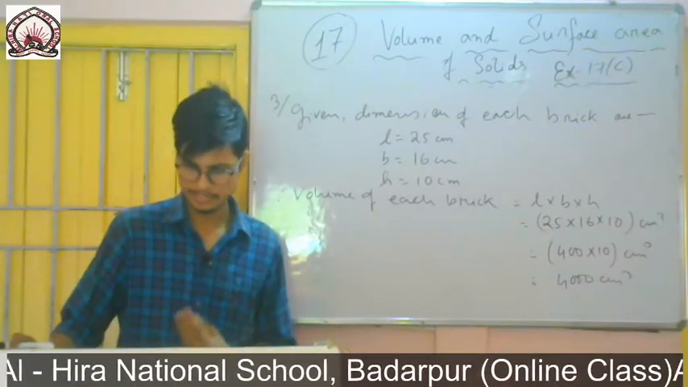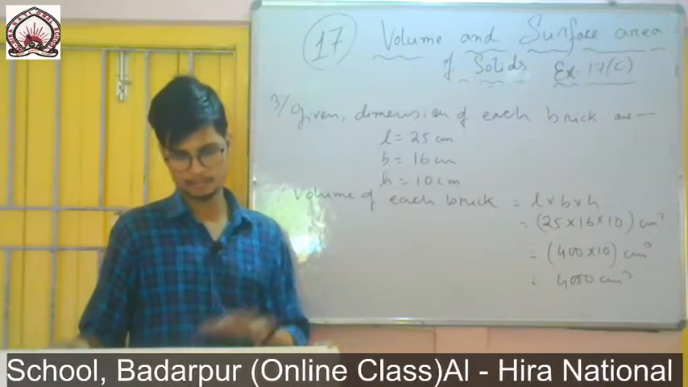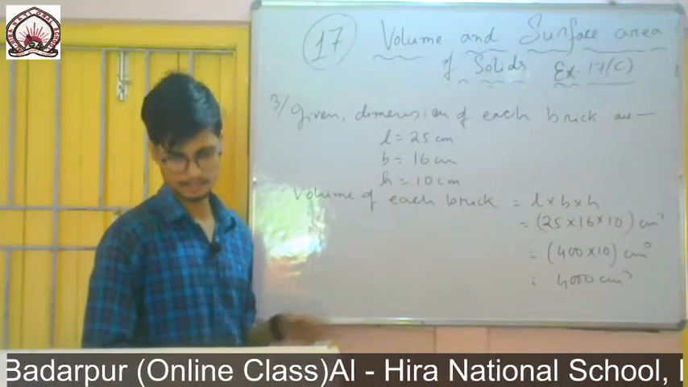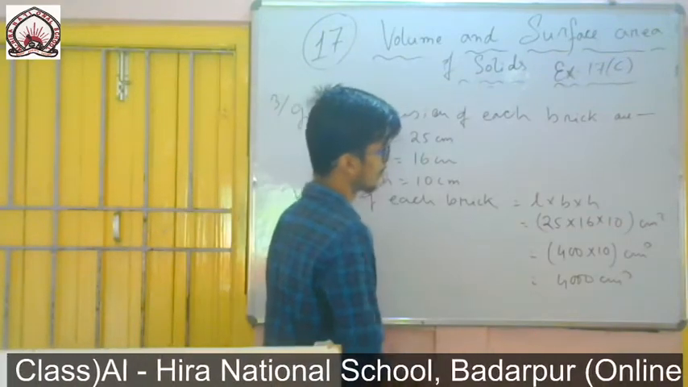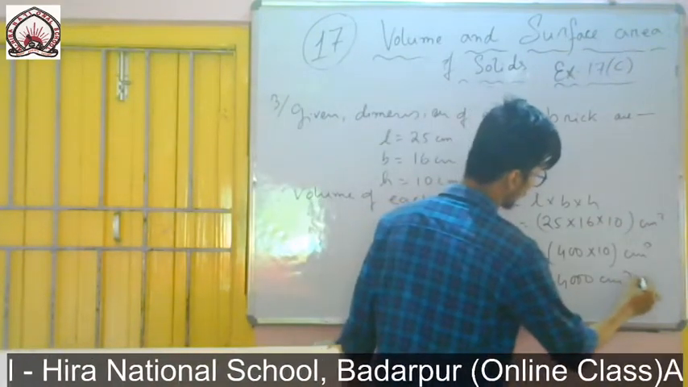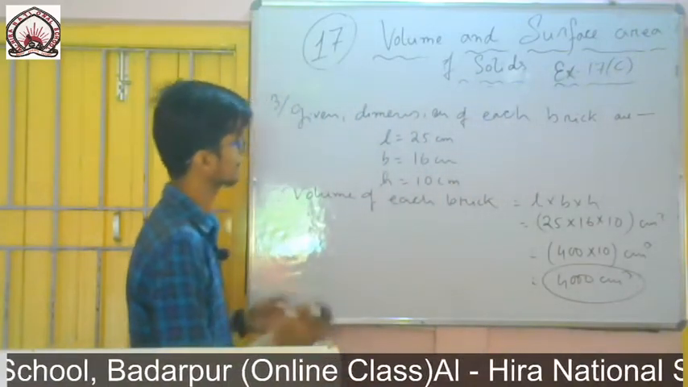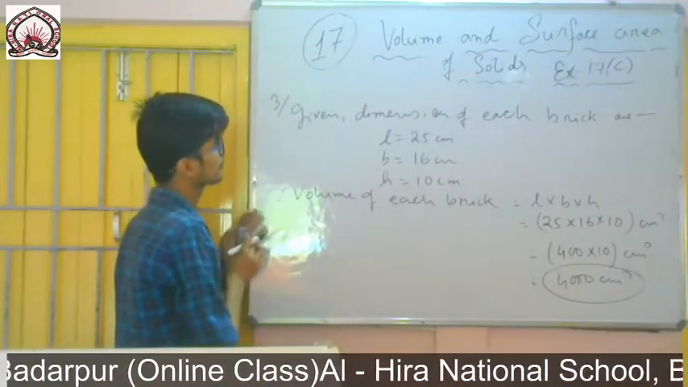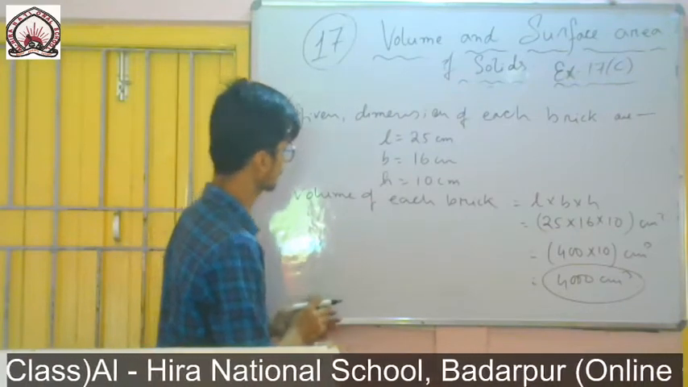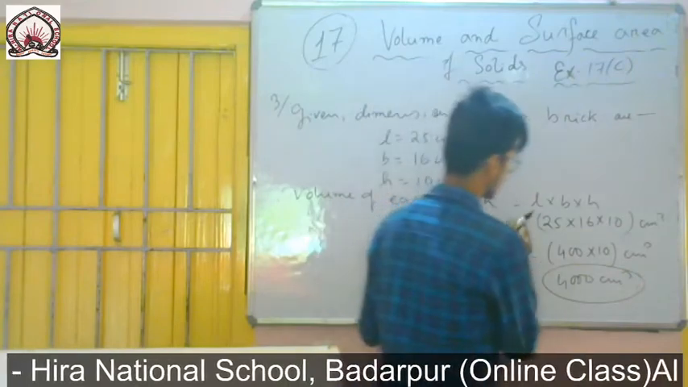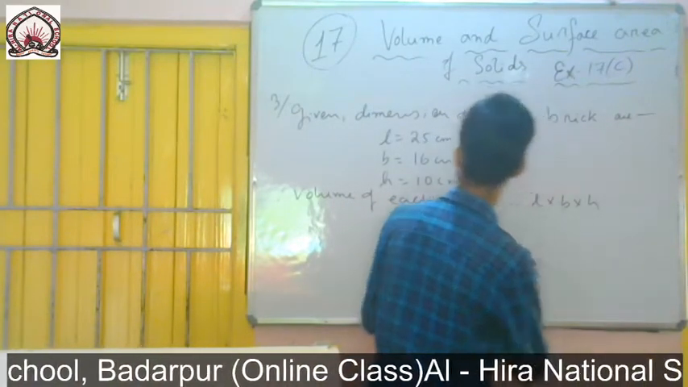So now you see the dimension of the wall is given. Now we will write the dimension of the wall and then find the volume of the wall. After finding the volume of the wall, I will simply divide it by the volume of each brick. Okay, so now find the volume of the wall.